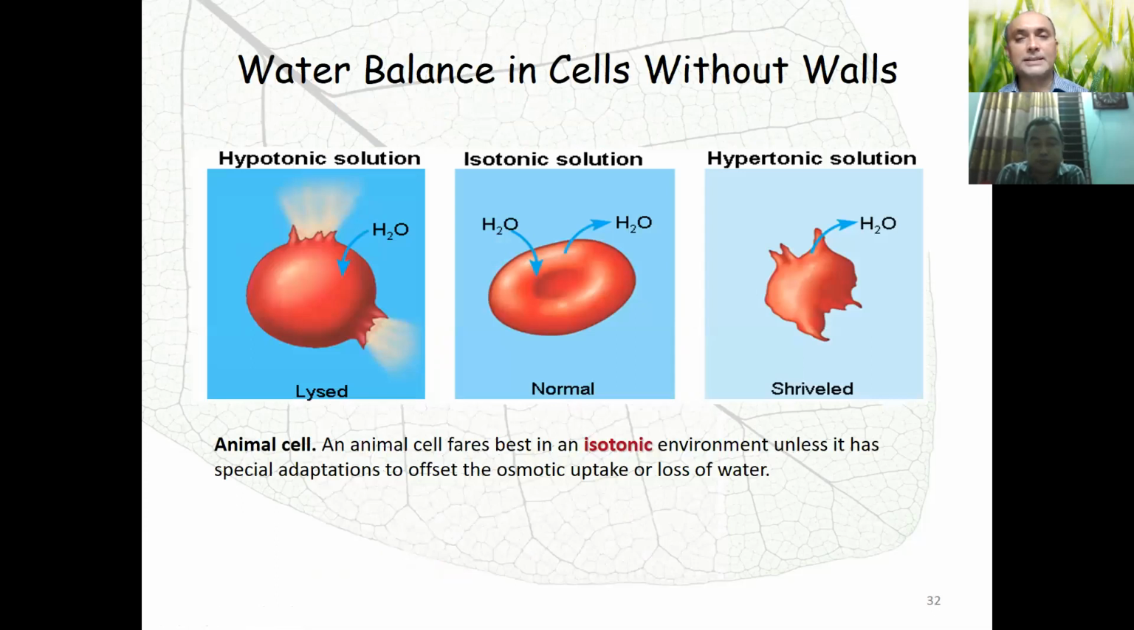So, water balance in cells without walls. For example, our blood cell has no wall. So, an animal cell fares best in an isotonic environment unless it has a special adaptation to offset the osmotic uptake or loss of water.